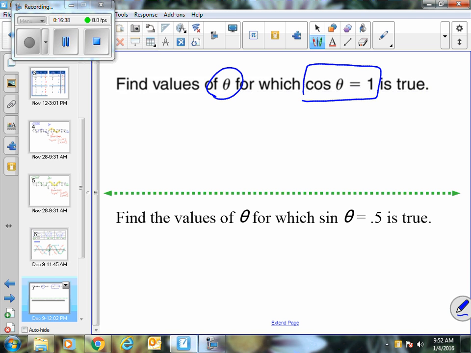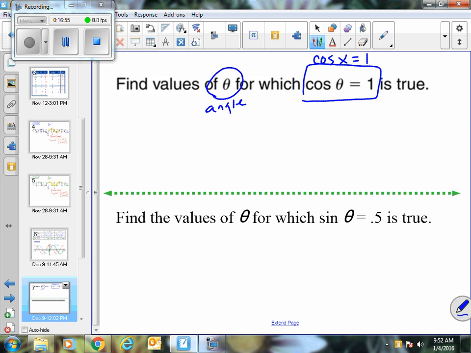And remember what theta is. It's a kind of our universal symbol for angle measurement. So they could have written this as cosine of x equals 1. That would be the same question. So it's still the angle measurement that you're trying to find. So that's what you're looking for. So when is cosine 1 is the question.